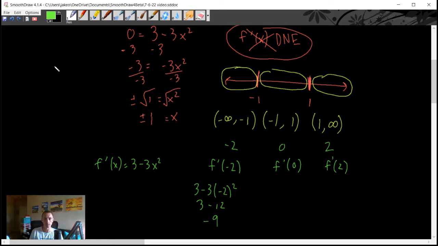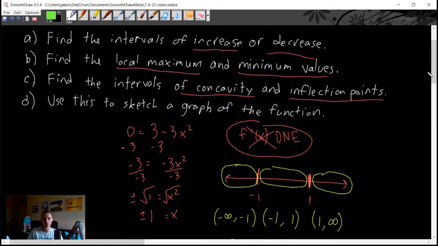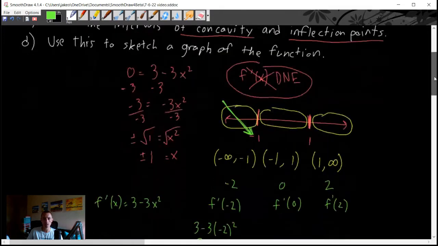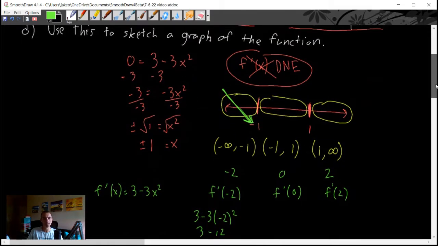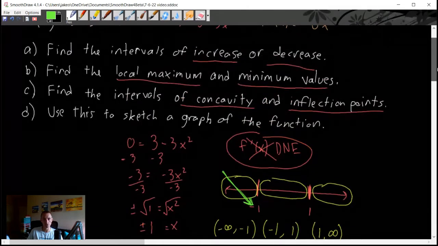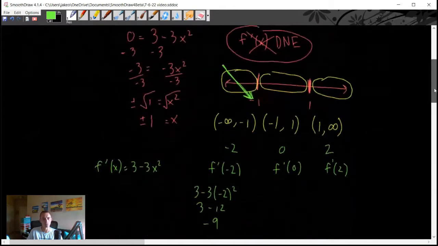So what that tells us is if f prime is negative, that means the slope of f is negative. If the slope of f is negative, that means it's going in this downward direction. That tells us that f of x is decreasing throughout this interval. So basically we know that the interval of -infinity to -1 is a decreasing interval. It is an interval of decrease. So that answers part of part A. We do still have to figure out these other two intervals now.